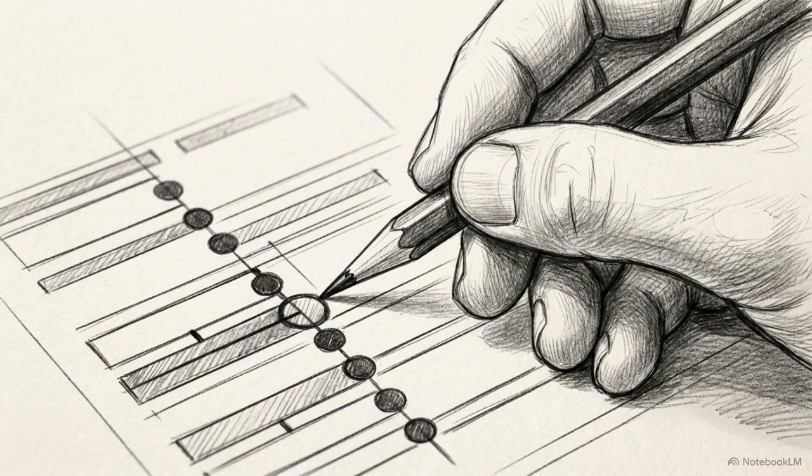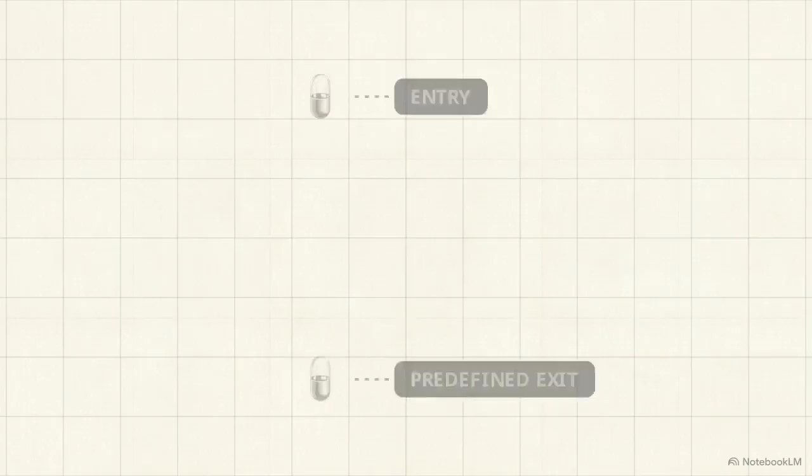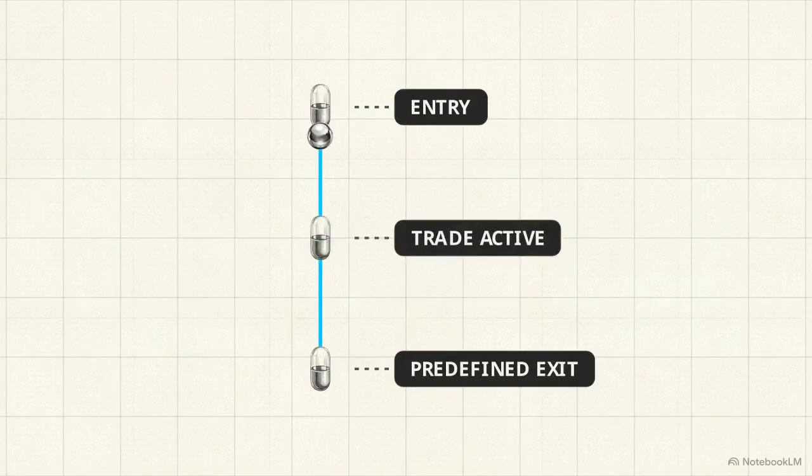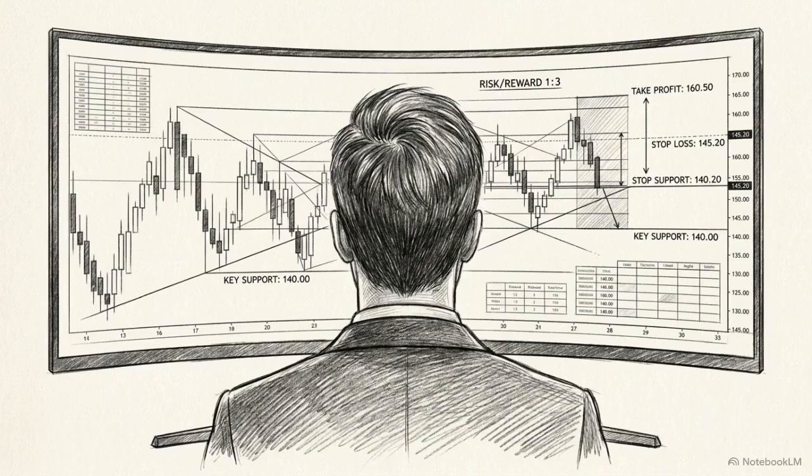This checklist forces the trader to answer the most difficult questions before the price begins to move. By defining the exit before the entry, the system dictates the action, removing the need for mid-trade guesswork. Let's translate this theoretical checklist into a practical trade setup on a live price chart.